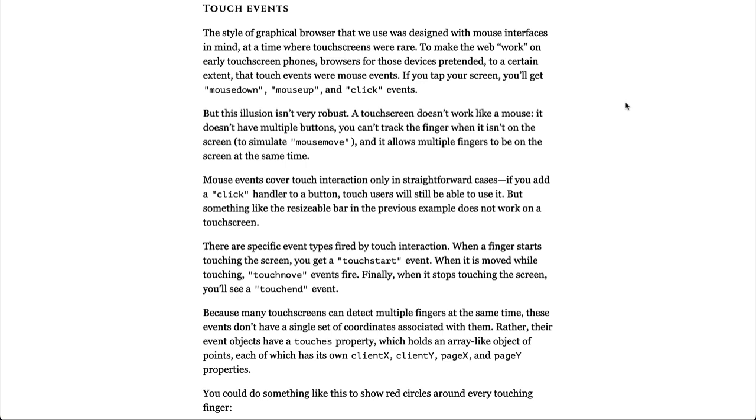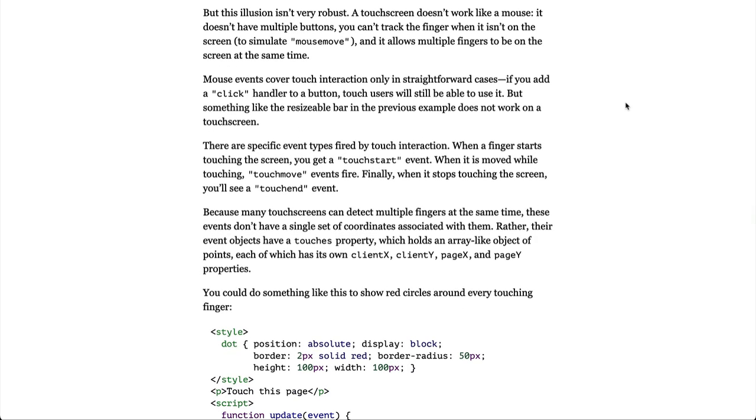Touch events. The style of graphical browser that we use was designed with mouse interfaces in mind, at a time when touchscreens were rare. To make the web work on early touchscreen phones, browsers for these devices pretended to a certain extent that touch events were mouse events. If you tap your screen, you'll get mousedown, mouseup, and click events. But this illusion isn't very robust.